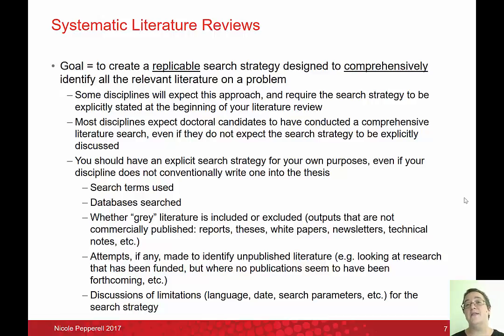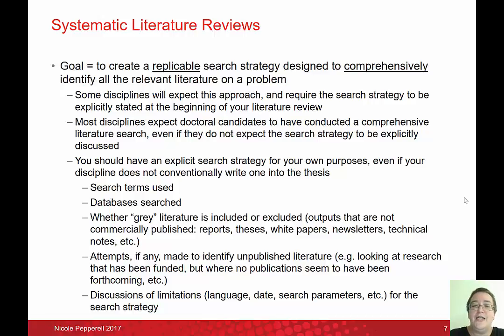You want to list the databases that you searched. Different databases will have access to different literature, and so it can make a real difference what you find depending on where you look for it. Probably don't pick only one database. You probably want to search across a range of databases that are known to have a good cross-section of literature for your particular discipline. And again, your supervisors can probably advise what is regarded as best practice given the discipline you're writing in. You want to decide whether your search is going to include what's called gray literature.